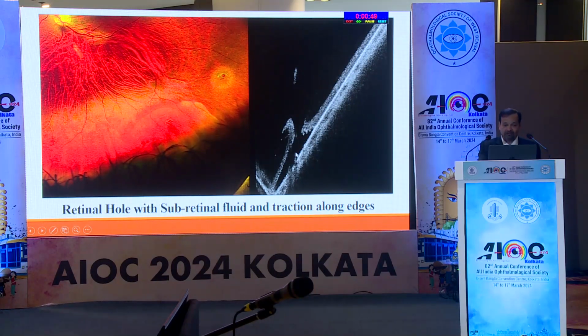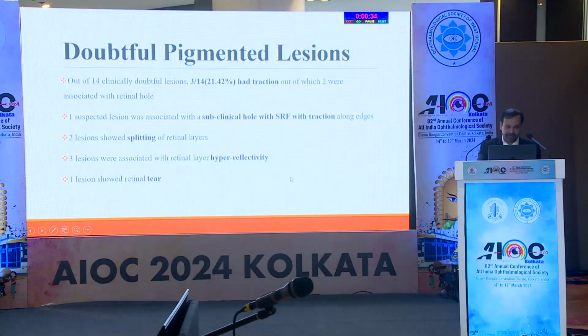along with subretinal fluid. Now, classical teaching is that when there is a degenerative hole, you do not need to actually treat it. But once you see the traction on the edges of this hole, this is a hole which needs to be treated. Otherwise, this fluid can extend and lead to a full-fledged RD.